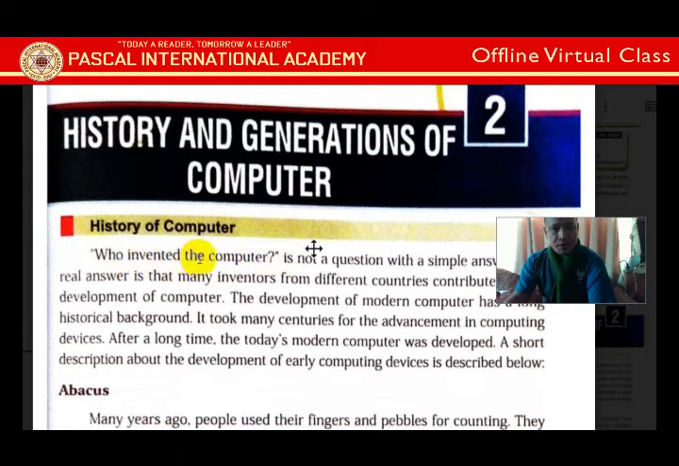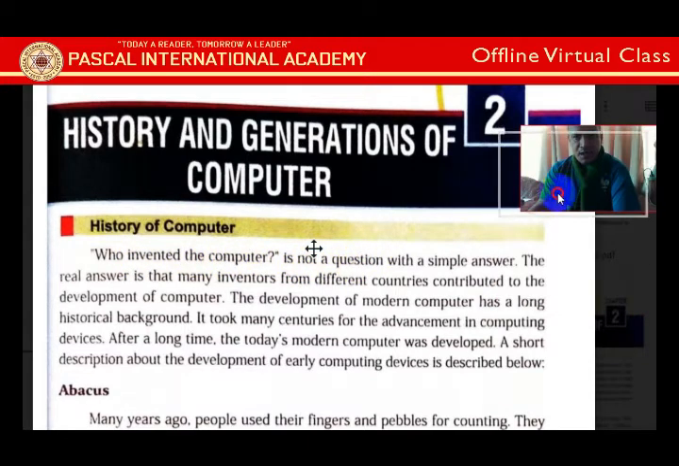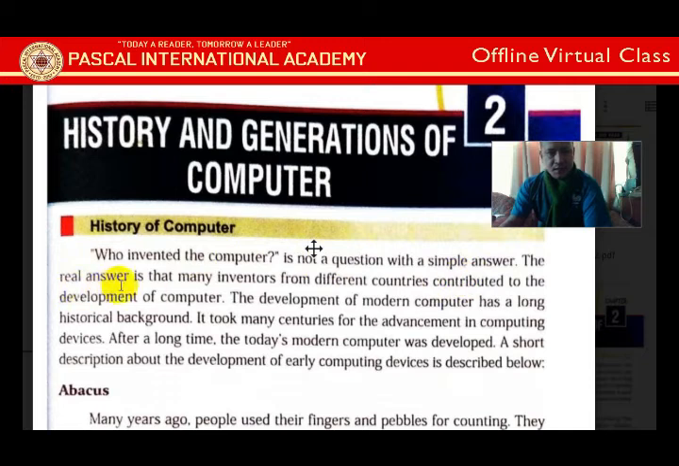Who invented the computer? It is not a question with a simple answer. The real answer is that many inventors from different countries contributed to the development of the computer. Everyone has this question in their mind, but the answer is not simple, because inventors from different countries worked very hard to develop the computer which we are using today.